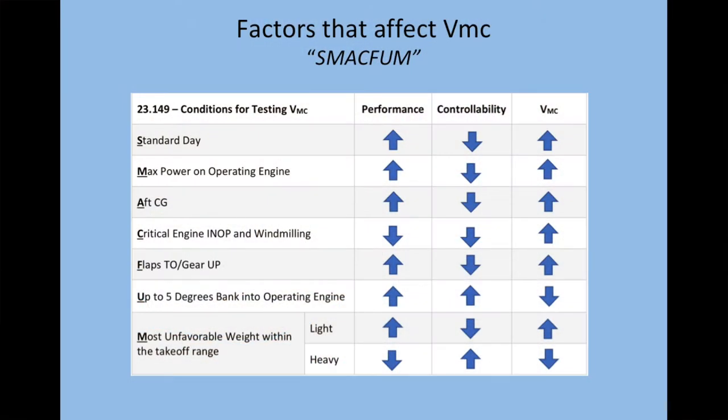The acronym that I like to use is SMACVM, which stands for Standard Day, Max Power on the Operating Engine, Max CG, Critical Engine Inoperative and Windmilling, Flaps to the Takeoff Position and Gear Up, Up to 5 degrees of bank to the operative engine, and the most unfavorable weight within the takeoff range, which typically is going to be your lightest weight for calculating VMC, heaviest weight against performance. And that brings up a good point.